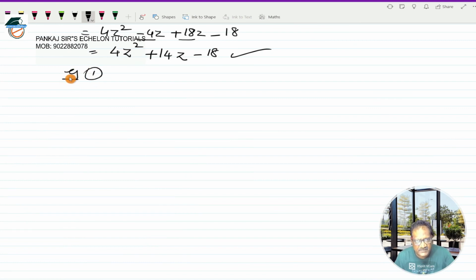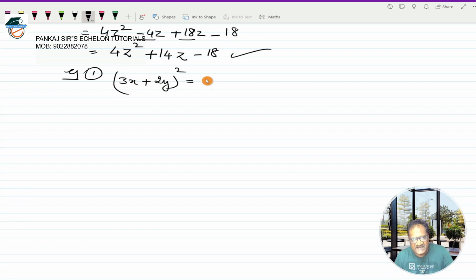Example number 1 again. Now here again you have to expand, but this time the question is (3x plus 2y) whole square. This is of the form (a plus b) whole square. You know how to do this. First term square plus 2 into first term into second term plus second term square. That you have to use.